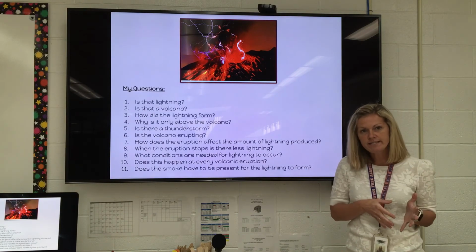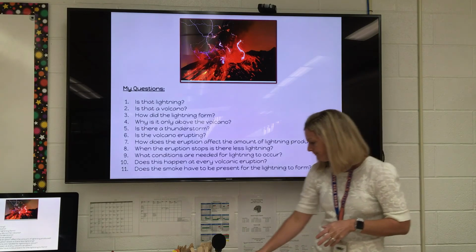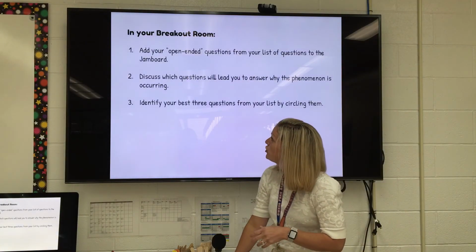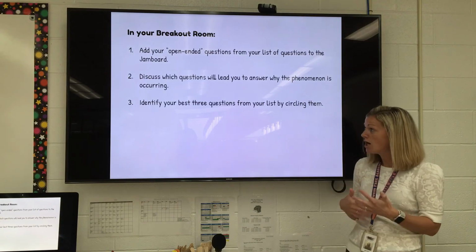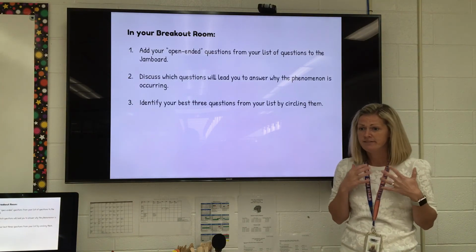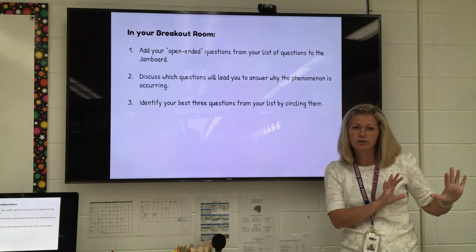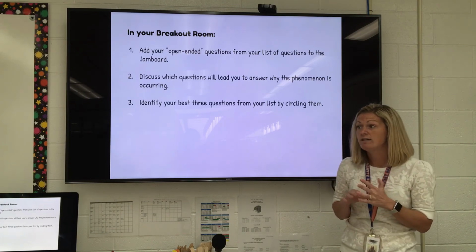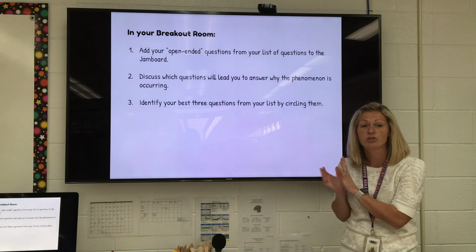Is it open-ended or is it closed-ended? So you will do a breakout room and talk about this, but that was really our goal. Closed-ended, again, means yes or no. Those really aren't great. We want to ask good questions, ones that are going to lead us to research or an experiment.